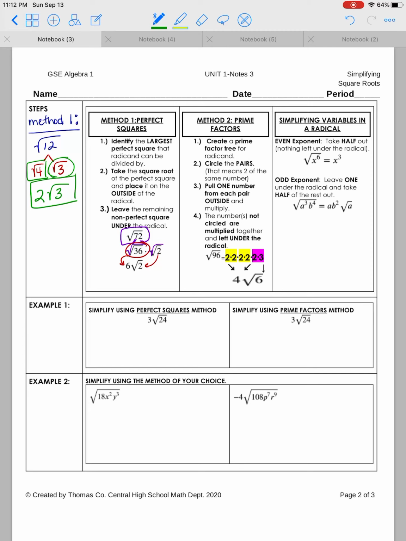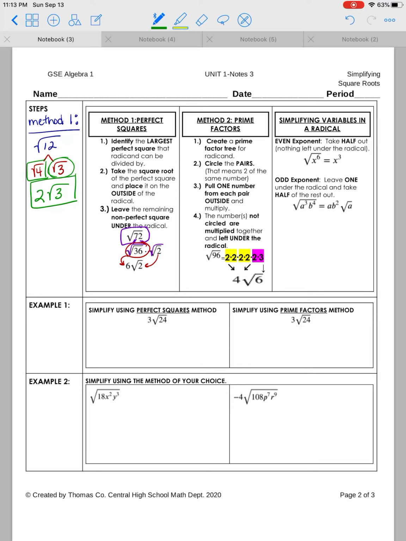Now, there is another method that we can use using prime factors. What we're going to do is create a prime factor tree. I'm going to break all the numbers down and circle the pairs. That means I need 2 of the same number. When I have those pairs, I'm going to take one number from each pair and multiply them all together. And then whatever is left goes underneath the radical.